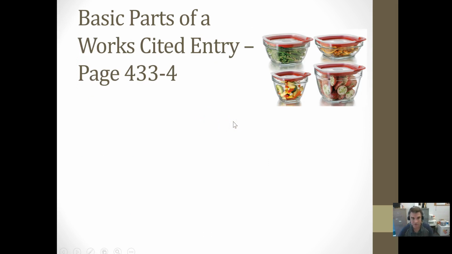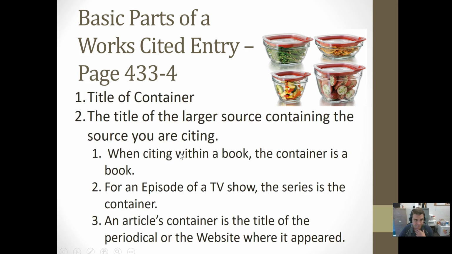Okay, so continuing on the bottom of page 433 and moving on to 434, the next thing that would go in a citation would be the title of the container. This is the larger source containing the source you're citing. So if you're citing within a book, the container is the book. As I just mentioned, a bite-sized history is the title of the source. The container would be your textbook. For an episode of a TV show, it would be the series. And an article's container is the title of the periodical or the website where it appeared.